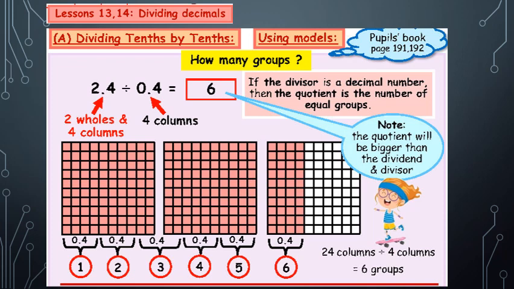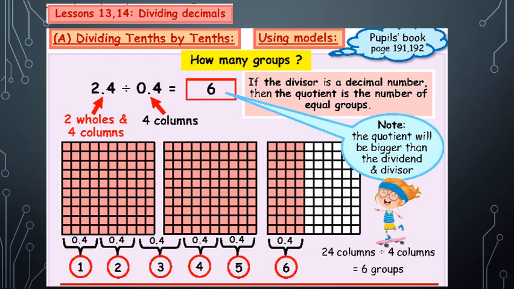2 and 4 tenths divided by 4 tenths. 2 whole and 4 tenths. We color the dividend, 2 whole and 4 columns, 4 tenths. We will divide it into 4 tenths. That means 4 columns.